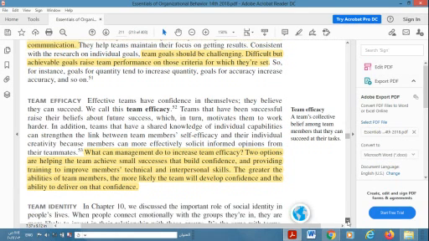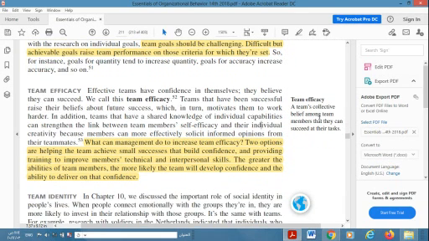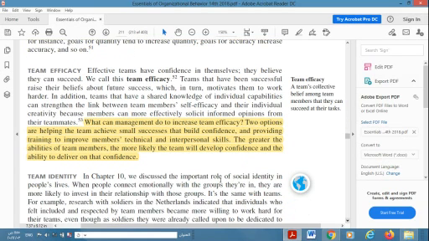As for team efficacy, it means a team's collective belief among team members that they can succeed at specific tasks or a specific assignment. What can management do to increase team efficacy?